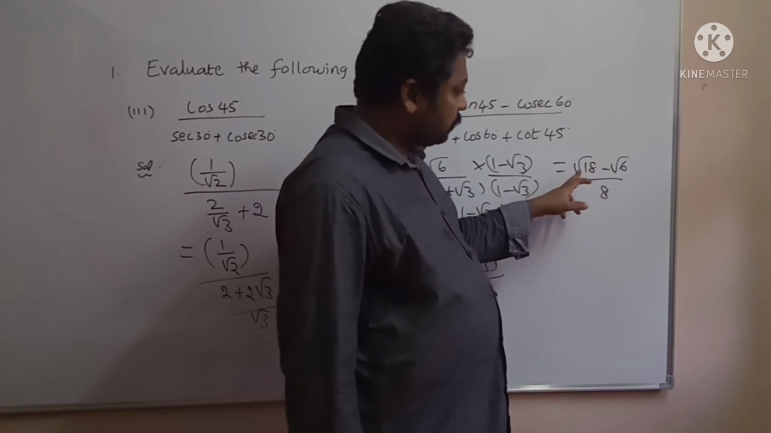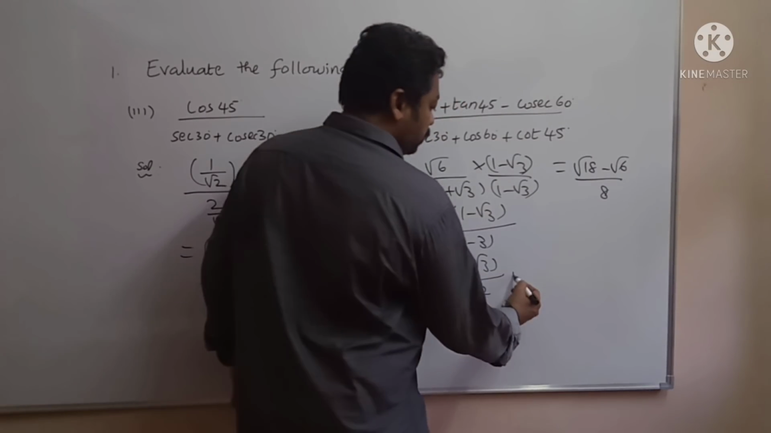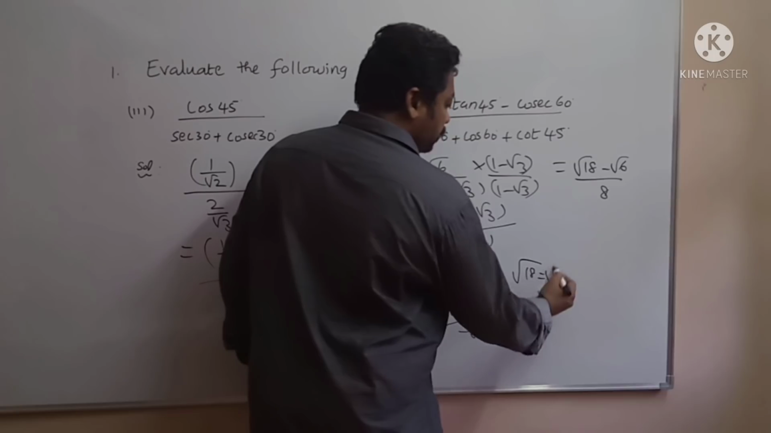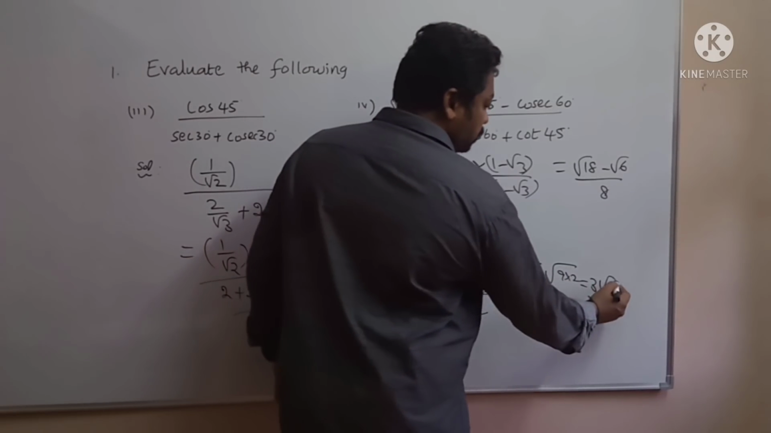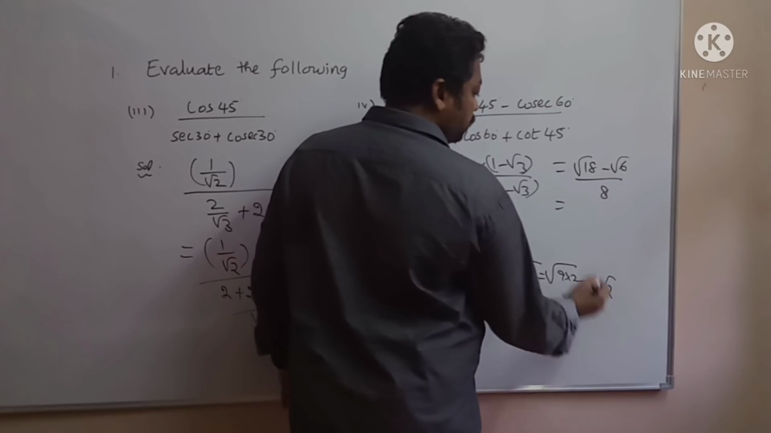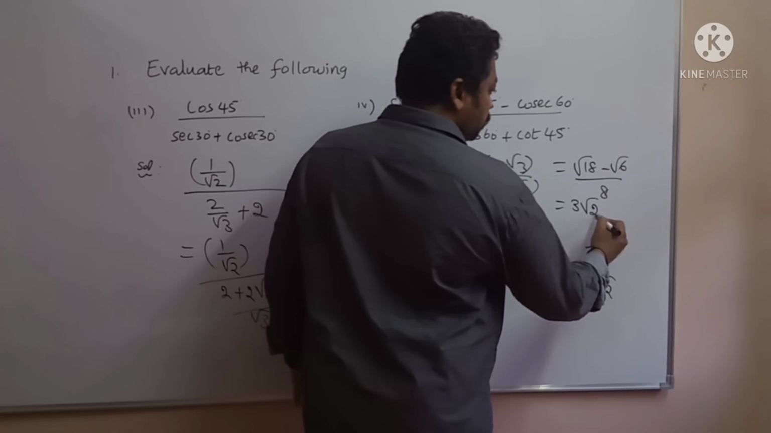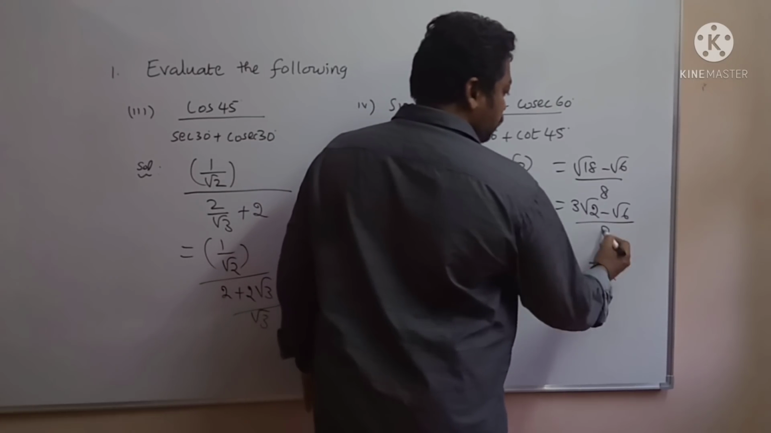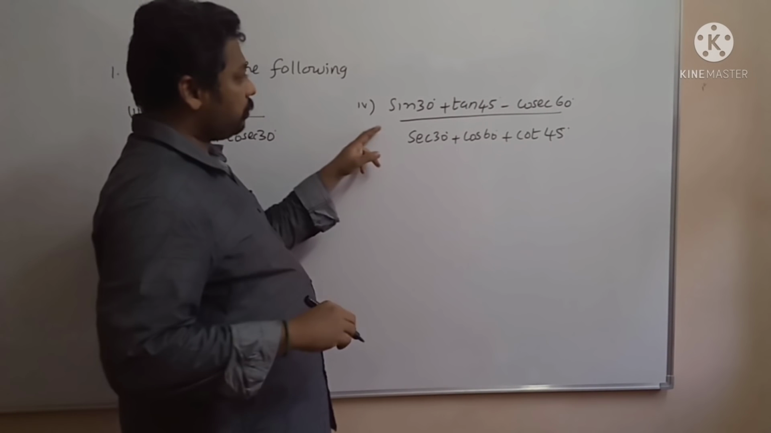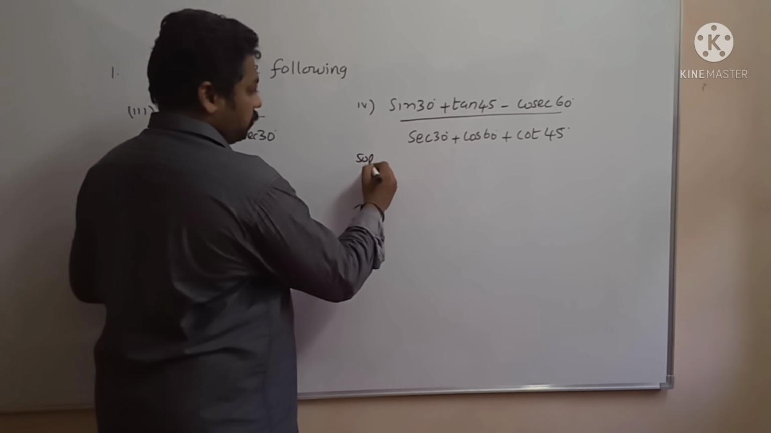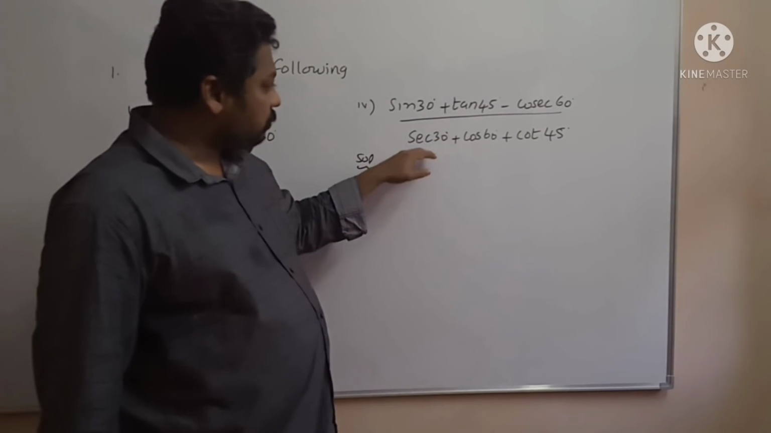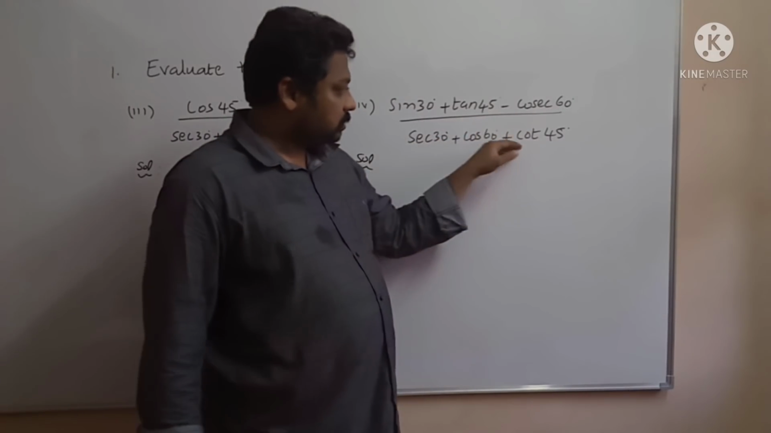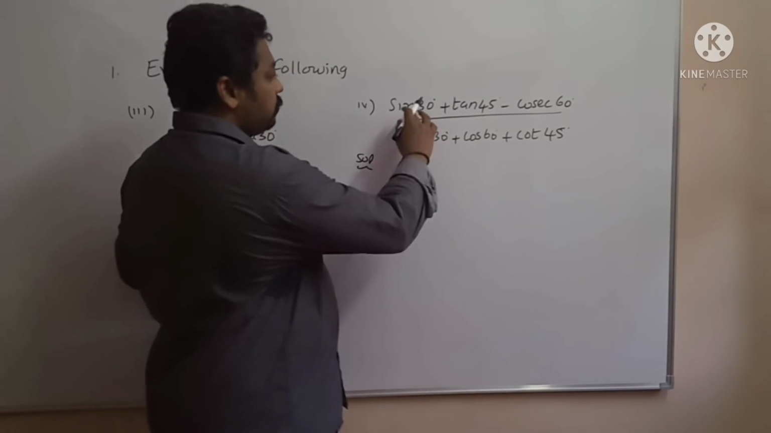If you want to factorize root 18, you can factorize. So what is root 18? That is equal to 9 into 2. So root 9 is 3. So 3 root 2. So instead of root 18, you can write 3 root 2 minus root 6 by 8. Coming to the fourth one, sin 30 plus tan 45 minus cosecant 60 whole divided by secant 30 plus cos 60 plus cot 45. So what is sin 30?